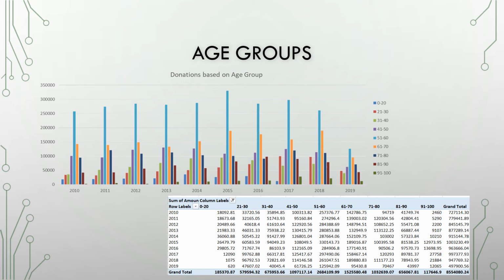The 51 through 60 age group, which is a turquoise bar in the graph, clearly was donating the most to the church consistently through the years. The second highest was the 41 through 50 age group, represented by the purple bar, and the third highest was the 61 through 70 age group, which is the orange bar.